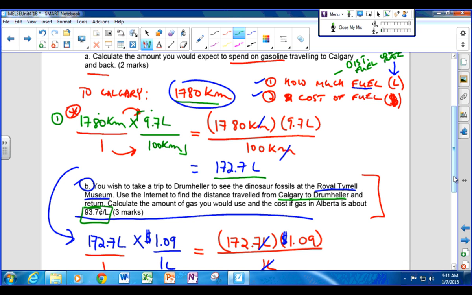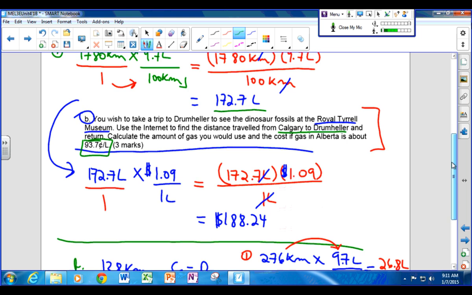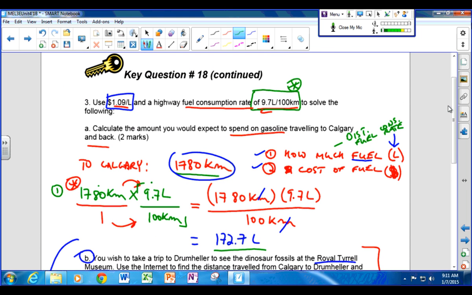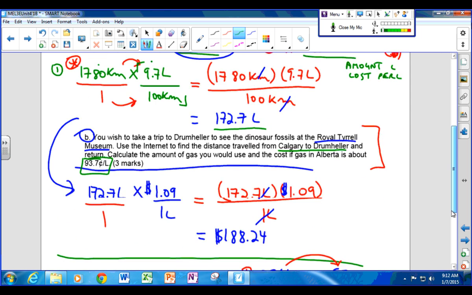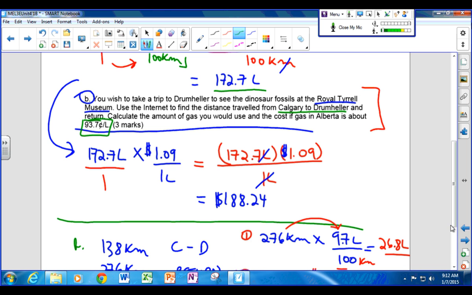Okay. So we worked out 172.7 liters, and 173 if you want. So that's the first step. The second step is the cost of fuel. And for that, you need to know the amount of fuel, okay, in liters, and then the cost per liter. Okay, so that's step 2, and it's just a matter of taking the amount of fuel and multiplying it by the cost per 1 liter of fuel.